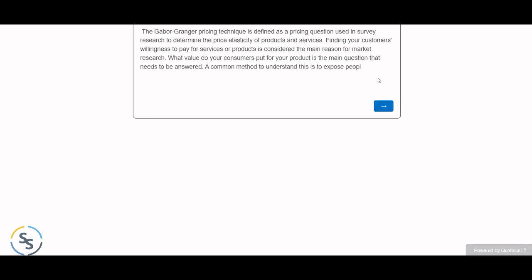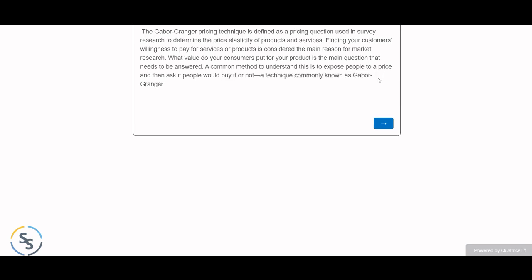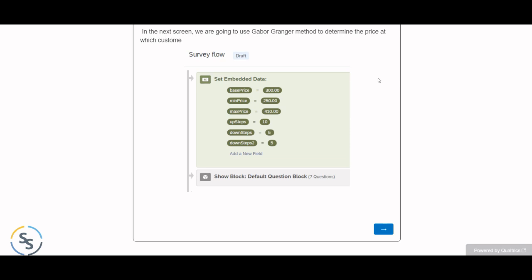A common method to understand this is to expose people to a price and then ask if they would buy it or not, a technique commonly known as Gabor-Granger. On the following screen, we'll use the Gabor-Granger method to find the price point at which a customer is willing to purchase a product, such as a grinder.